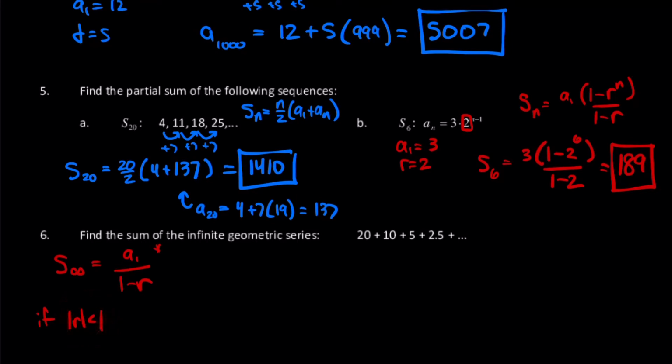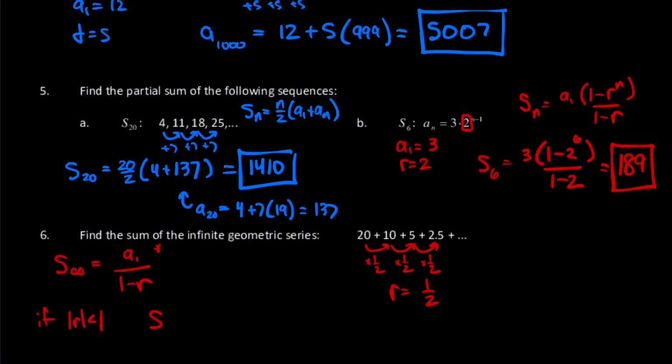You don't really need to know that, but you do have to make sure r is less than 1. So let's check out our series here. 20 to 10, 10 to 5, 5 to 2.5. So obviously here I'm either dividing by 2 or multiplying by 1/2. So r is 1/2. Indeed, that is less than 1. Now what's cool about this, I know this is calculator active, but these usually work out very nicely. You can do these without a calculator.